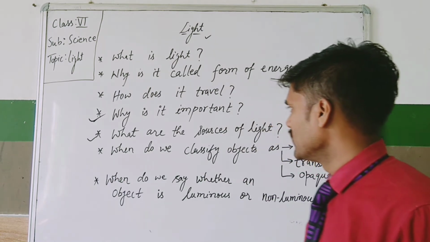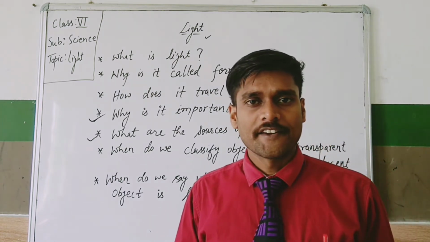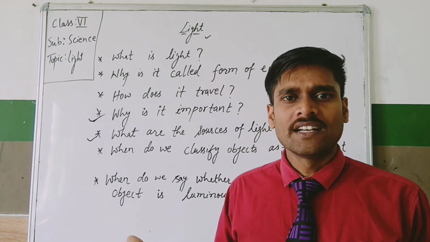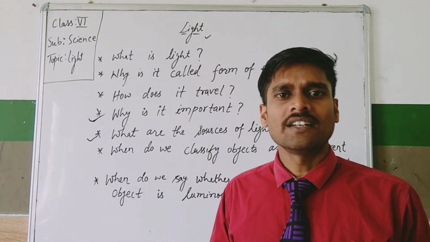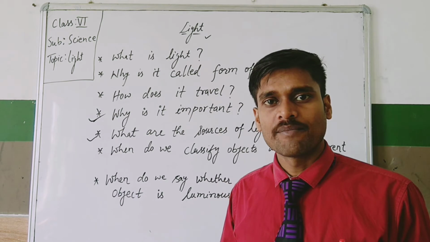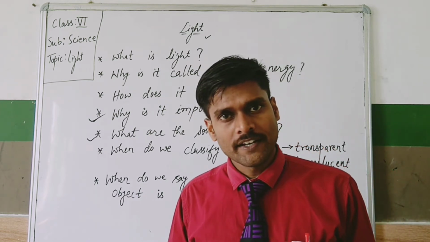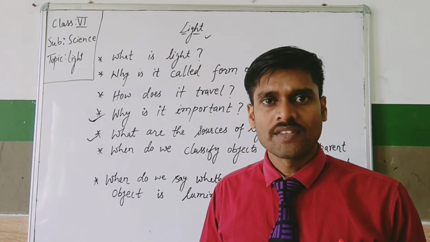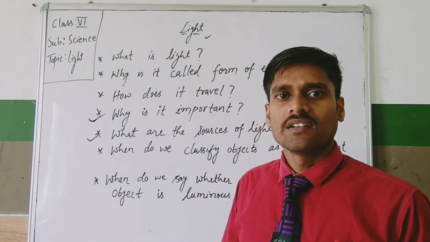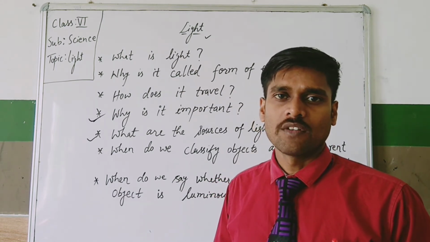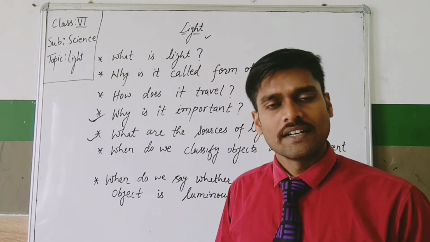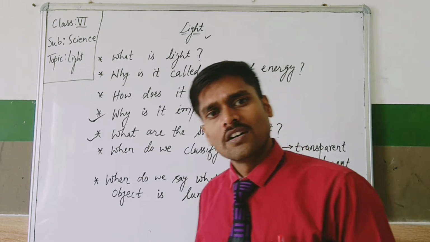Now let us come to the sources of light. What are the sources of light? See, you can see the light outside coming from the sun. So the sun can be called a source of light. An electric bulb is a source of light. A candle flame can also be a source of light. A torch, when it is on, is also a source of light.